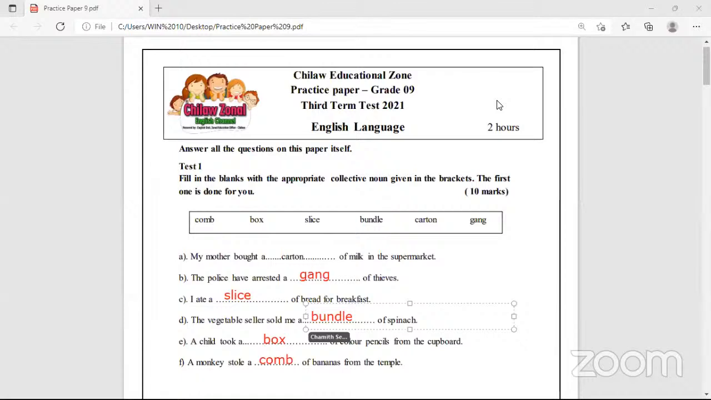If you want, you can take a screenshot of this question so you can collect them and refer to them at a later time. You can refer to them later, right? I will clear the answers and let's go to the second question.